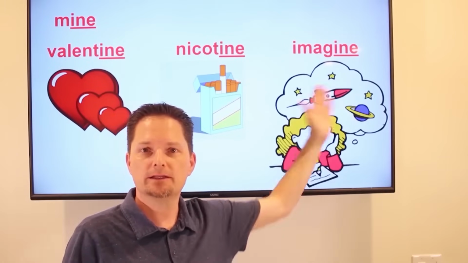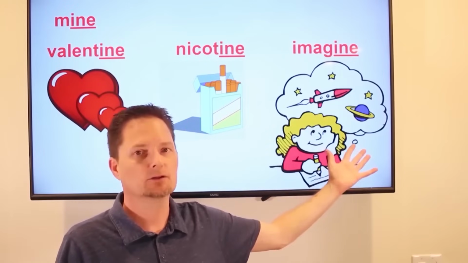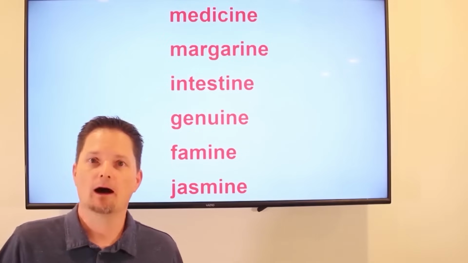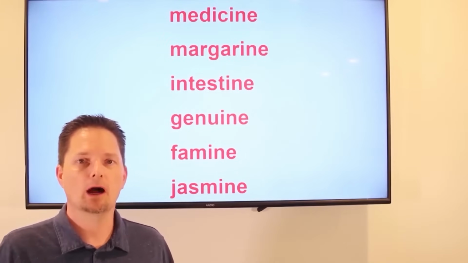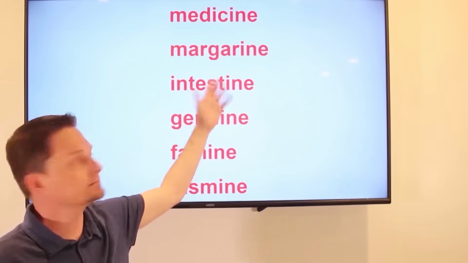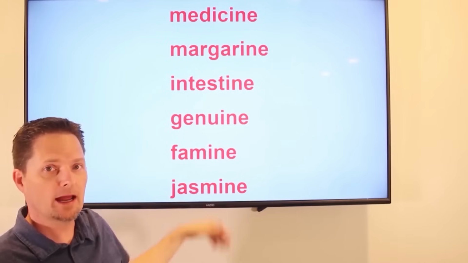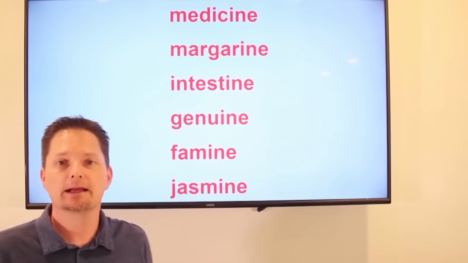We're focusing on these words right now because my students make more mistakes with this pronunciation than others. So let's practice this one. We're going to practice the pronunciation of the sound in for INE. Example: medicine, margarine, intestine, genuine, famine, and jasmine. Let's take a closer look.